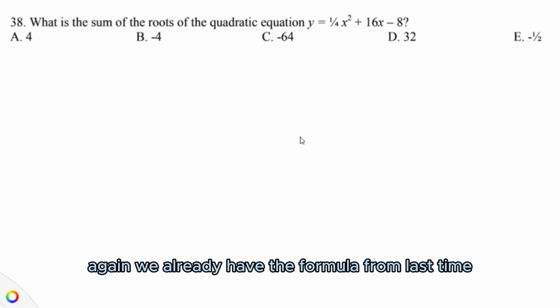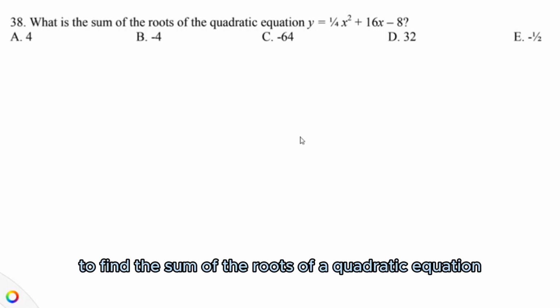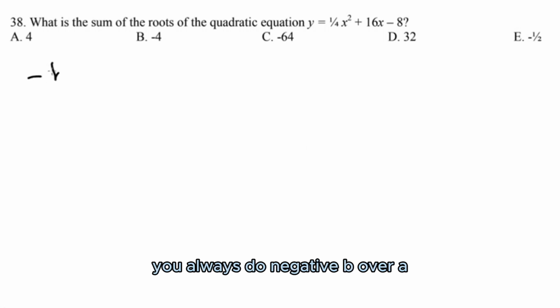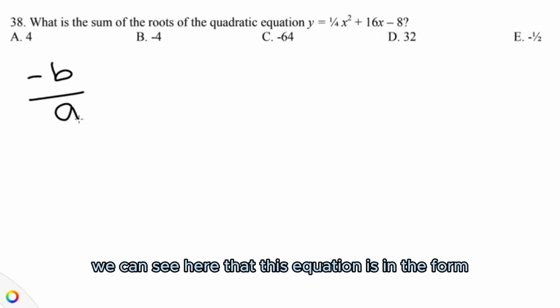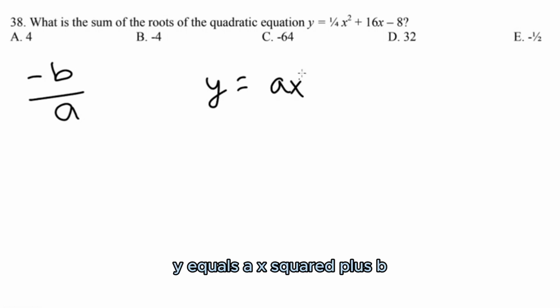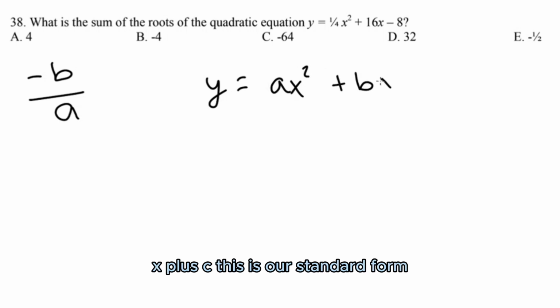Again, we already have the formula from last time. To find the sum of the roots of a quadratic equation, you always do negative b over a. So let's get our b and a values. We can see here that this equation is in the form y equals ax squared plus bx plus c. This is our standard form.